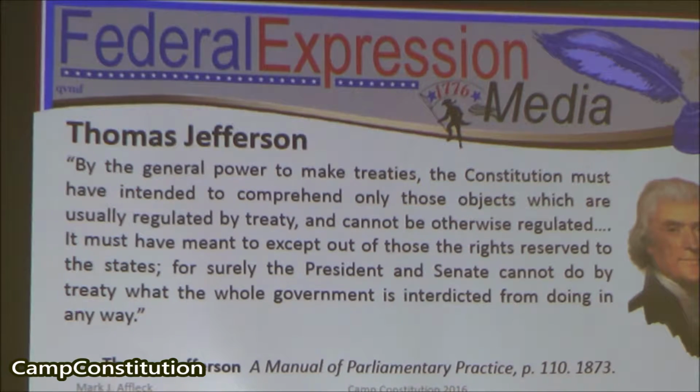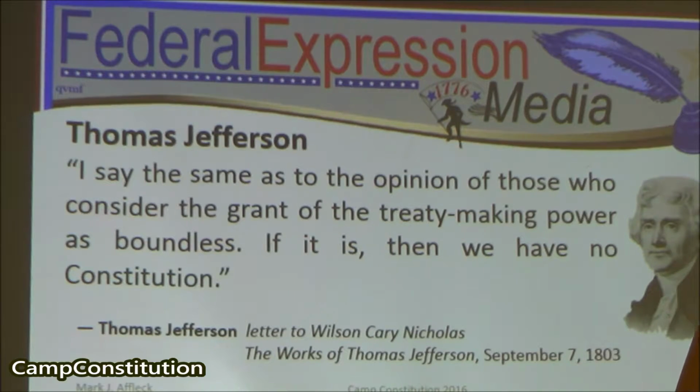Okay? So he's saying, look, you can't just regulate anything through a treaty. He says, "It must have meant to except out of those the rights reserved to the states, for surely the President and Senate cannot do by treaty what the whole government is interdicted from doing in any way." One more time. Jefferson says, "I say the same as to the opinion of those who consider the grant of treaty-making power as boundless. If it is, then we have no Constitution." In other words, if there's no limit on treaties, then you could just change the whole government through treaty law, right?